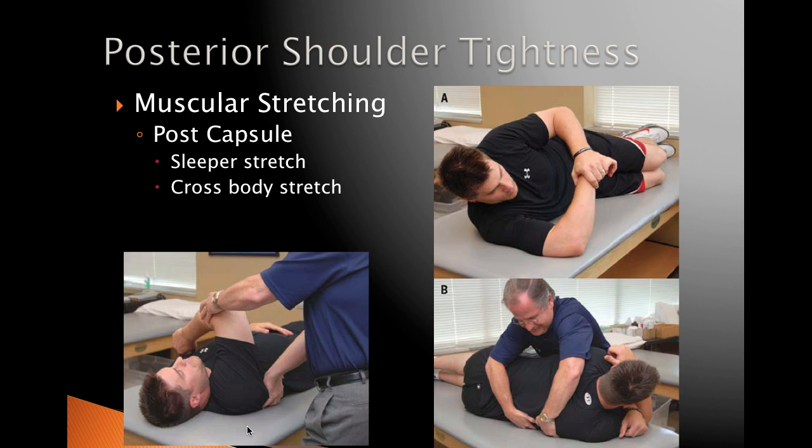Right here, the therapist is putting their hand on the scapula to stabilize it, and then they're stretching across the body. Some of those impingement patients might not be able to tolerate 90 degrees of flexion, so you can start them down here a little bit. You don't have to go quite up all the way into 90 degrees if they can't tolerate it, okay?